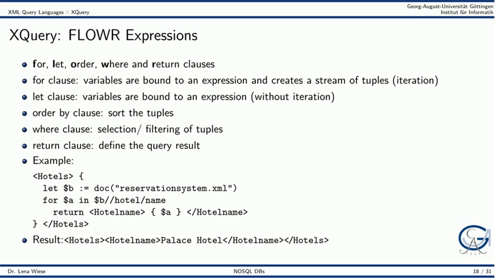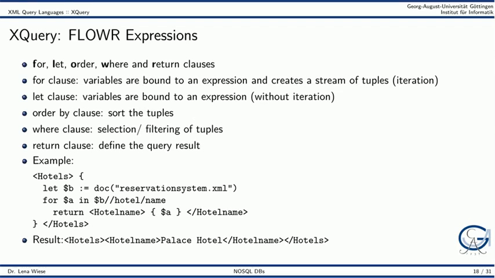The for clause is used for iteration over a stream of tuples. The let clause assigns an expression to a variable, but without iteration. With the order clause, we can sort the tuples, whereas with the where clause, we can filter the tuples. Lastly, the return clause defines the query result.